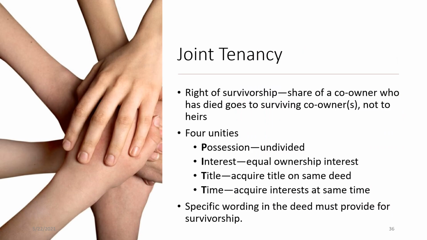Joint tenancy. This one has the right of survivorship, meaning that the share of a co-owner that dies is going to go to the surviving co-owners. It doesn't go to heirs. Joint tenancy cannot be willed.